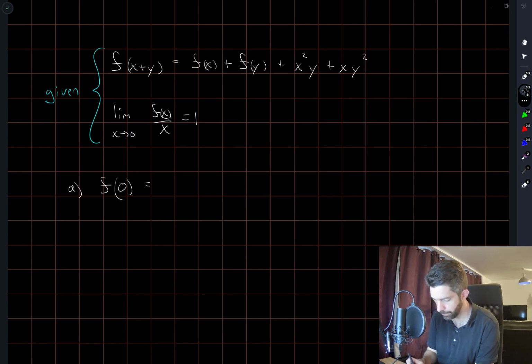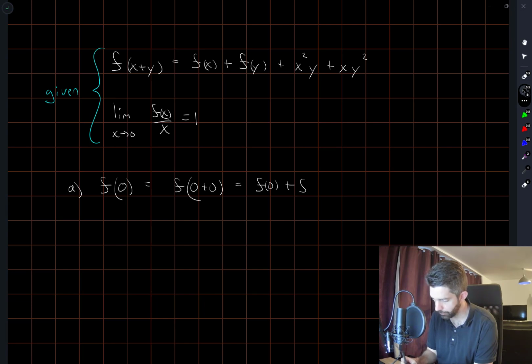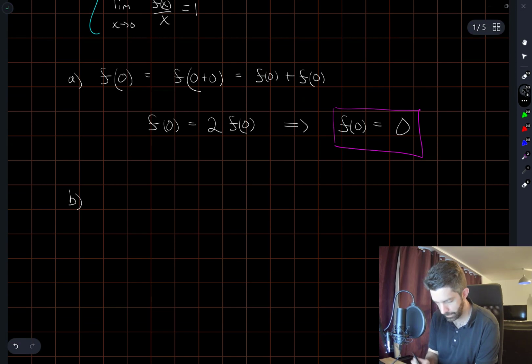Well, this is equal to f of 0 plus 0, right? And now I'm just going to use the identity here where both x and y are equal to 0. So this is f of 0 plus f of 0. And both of these will just be 0. So I have f of 0 is equal to 2 f of 0. And this implies that f of 0 is equal to 0. Okay, great. That's the first part done. Second part wants us to compute f prime 0.